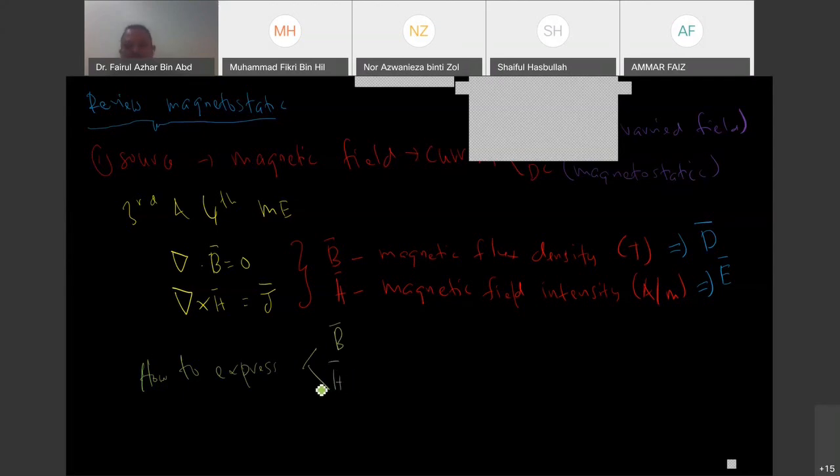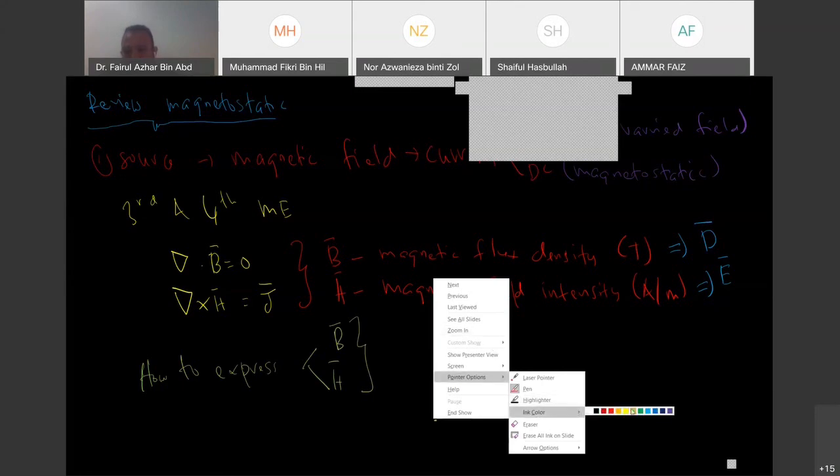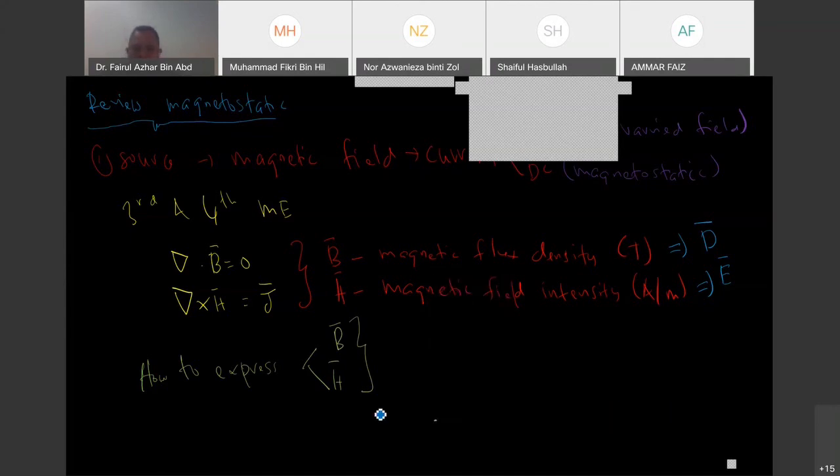These vectors can be derived by using several laws, similar to what we have in electrostatic. First, we can apply the law we call the Biot-Savart law. We can also derive the expression for B or H by using Ampere's law.